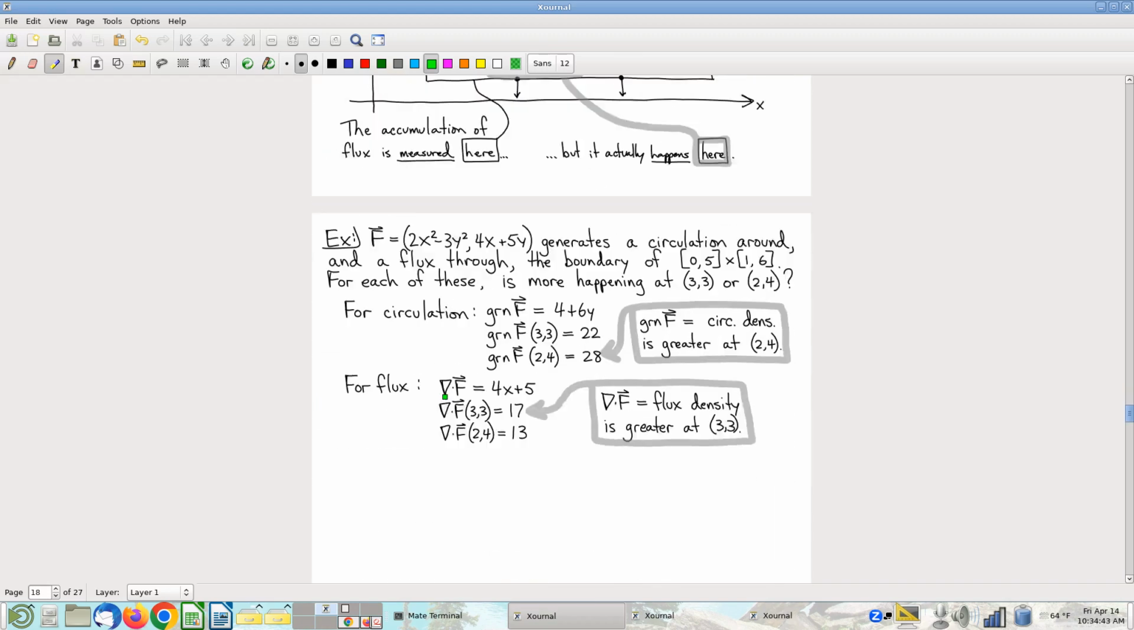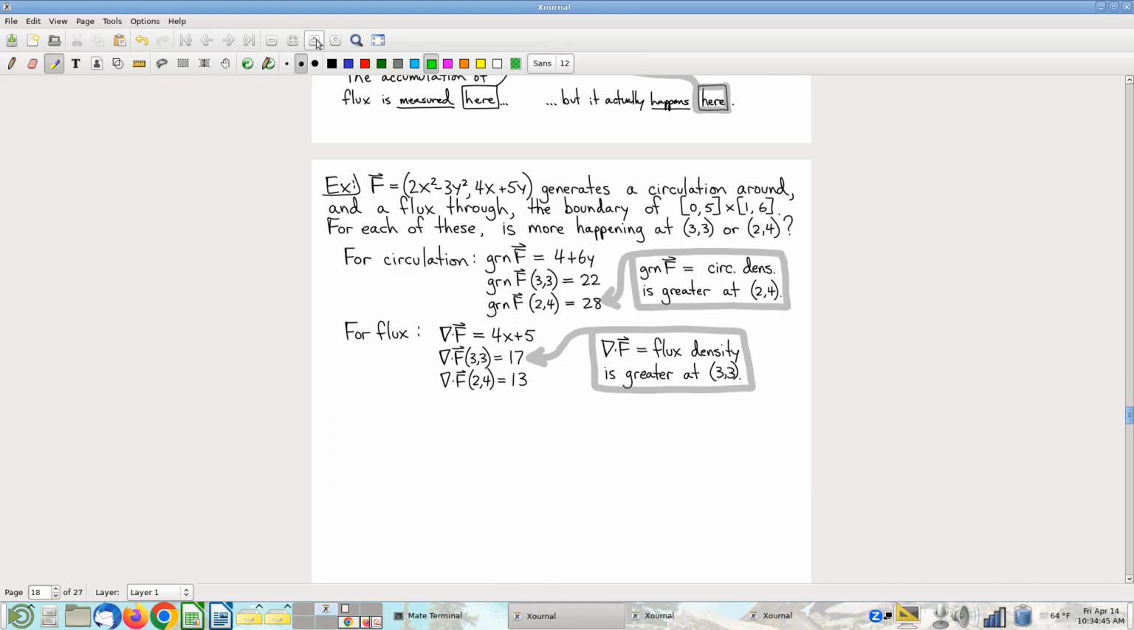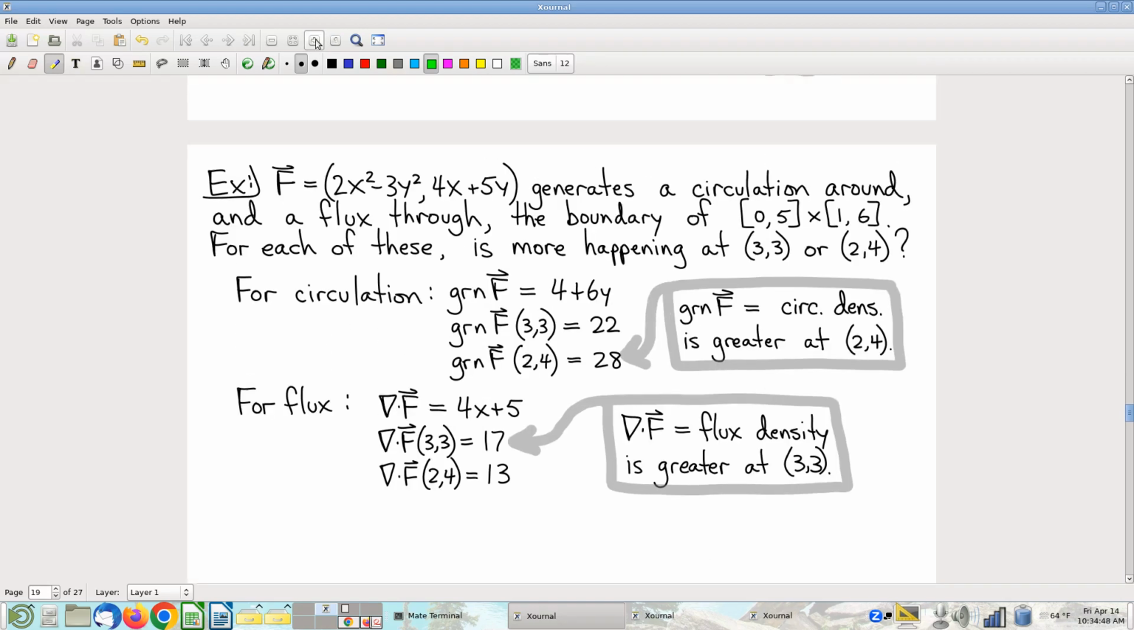And then we did these analogous computations here, making the observation that Green's operator, by virtue of being circulation density, tells you where the circulation is actually happening. I mean, by virtue of its values, it tells you where the circulation's coming from in the interior. And likewise, that divergence, this is two-dimensional divergence, of course, tells you where the flux is happening in the interior, where it's happening more and where it's happening less.